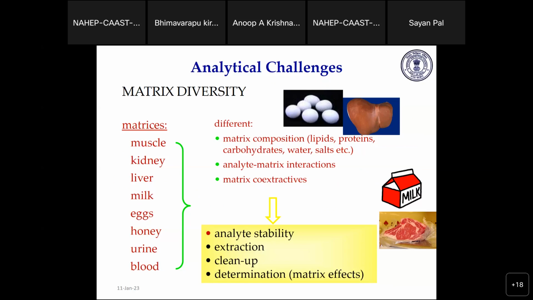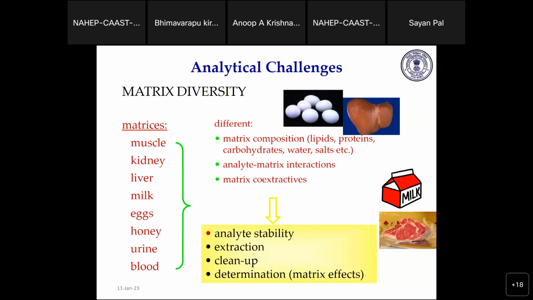For which you should have a proper extraction and cleanup method and reduce all the matrix effect. And after that only we can inject it. So that is a basic challenge. And this challenge is going to remain until and unless we have a method wherein we can directly keep a sample and get the antibiotic residue without any extraction procedures. So it's a fine tuning based on the matrices.